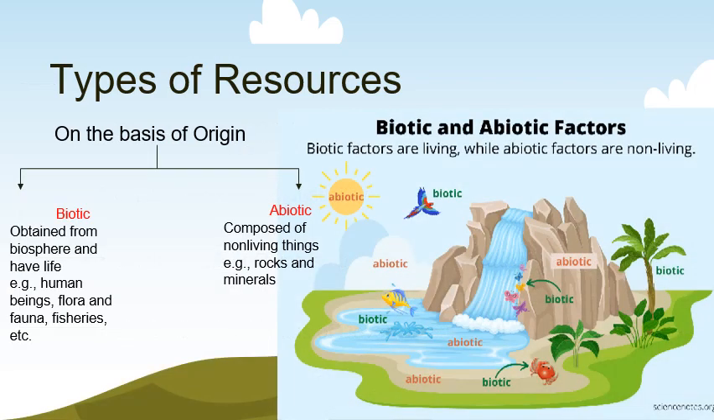Okay, the first classification is on the basis of origin. Like I already said, you have done it in your previous class. Let us just recall what it is. It is divided into biotic and abiotic. You have been learning about this already. Biotic resources are obtained from the biosphere, and this includes human beings, flora, fauna, etc. Whereas abiotic are all those things which are composed of non-living things like sunlight, air, rocks, minerals, etc. Okay, but again they are also important for our life and ecosystem.